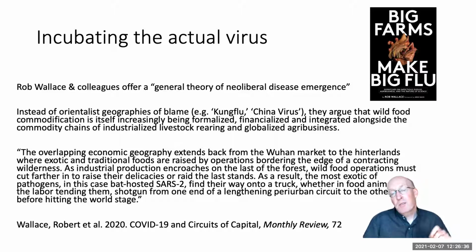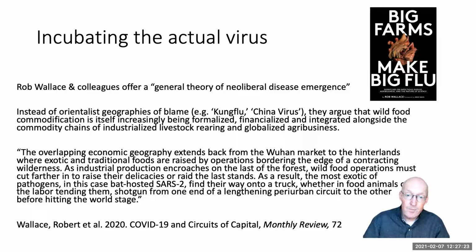They've turned more recently to COVID in a terrific article that came out in Monthly Review early in 2020. Here they offer an antidote to an Orientalist geography of blame that would blame Wuhan and China specifically and depict COVID as Kung flu or China virus, as President Trump did. Instead, they focus on world food commodification and how it is increasingly integrated, formalized and financialized alongside the commodity chains of industrialized livestock rearing that have been created to feed the proletariat, as it were, of big Chinese cities like Wuhan.